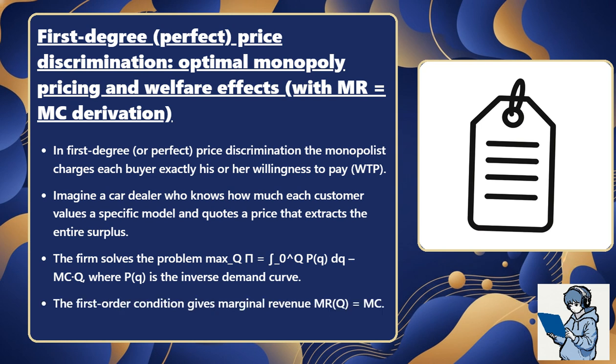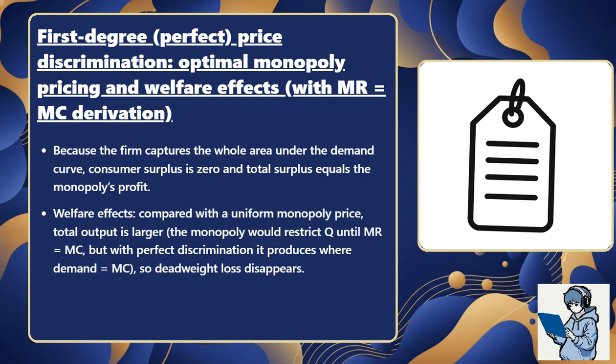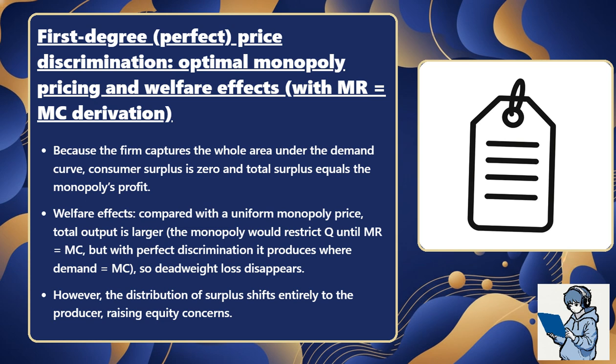The first order condition gives marginal revenue, MR(Q) equals MC. Because the firm captures the whole area under the demand curve, consumer surplus is 0, and total surplus equals the monopoly's profit. Welfare effects: compared with a uniform monopoly price, total output is larger. The monopoly would restrict Q until MR equals MC, but with perfect discrimination it produces where demand equals MC, so deadweight loss disappears. However, the distribution of surplus shifts entirely to the producer, raising equity concerns.